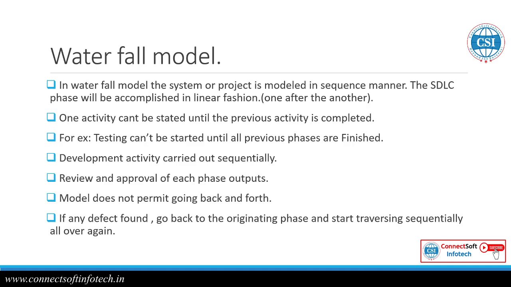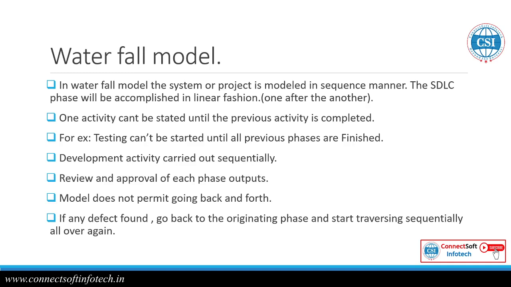Here the activity is performed one by one. It means we can't jump to the next stage. For example, testing cannot be started until the previous phases are finished. One after another, we need to go through the phases. And this model does not permit going back and forth.